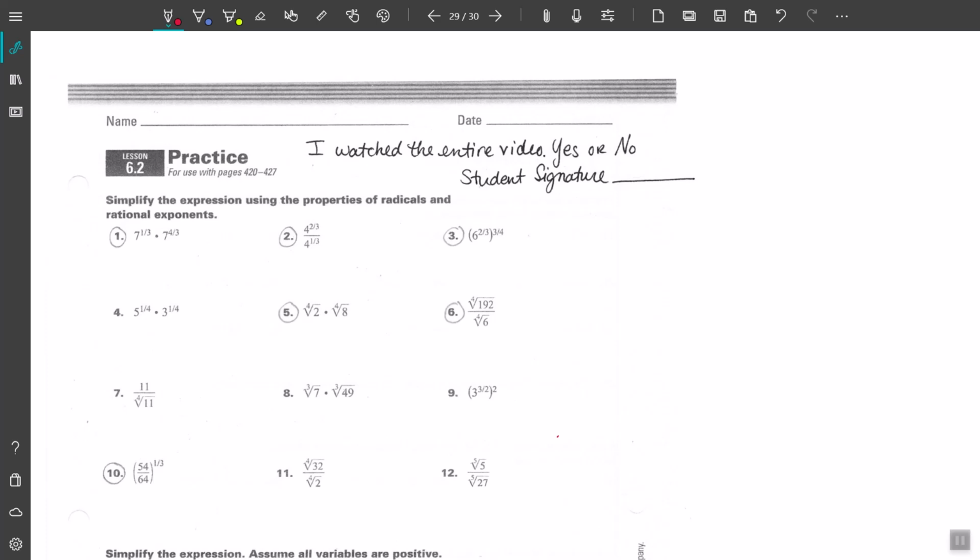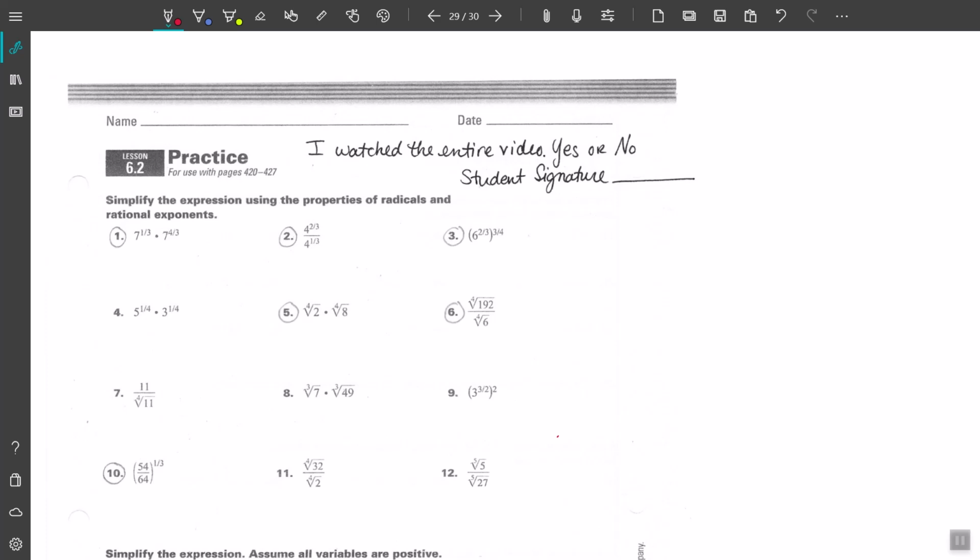All right, well, in this lesson, 6.2, we're going to use the exponent rules that we're already familiar with to simplify these expressions that have rational exponents. And so we're going to have to remember our rules for exponents as well as remembering how we deal with fractions.